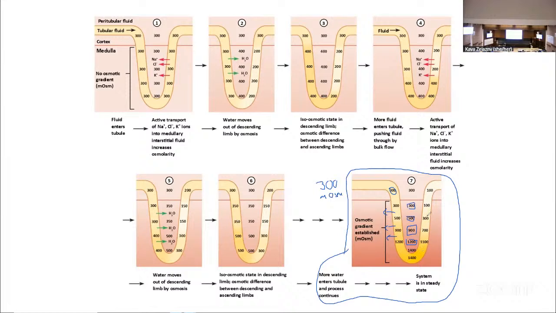As fluid goes through the ascending limb, that osmolarity starts to drop because we're pumping our solutes into the medulla, keeping the medulla nice and salty, keeping that pull on water strong as we're in the medulla. So we start to see this dropping because of the way things are pushing forward.